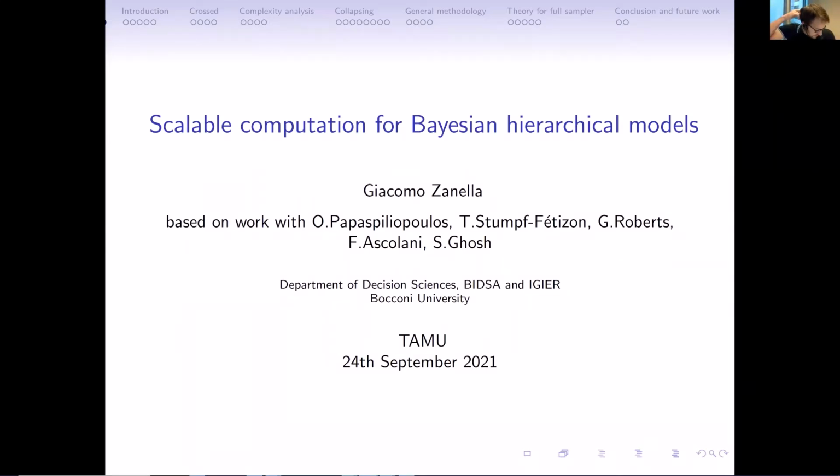Okay, so today the title I give to this talk is Scalable Computation for Bayesian Hierarchical Models. It's a very broad title. It covers some work which I've been doing in the last 2-3 years, but the presentation itself will be a bit more focused, obviously.